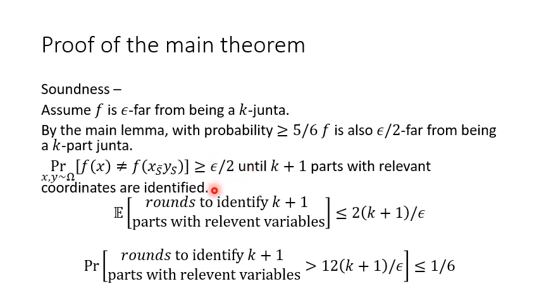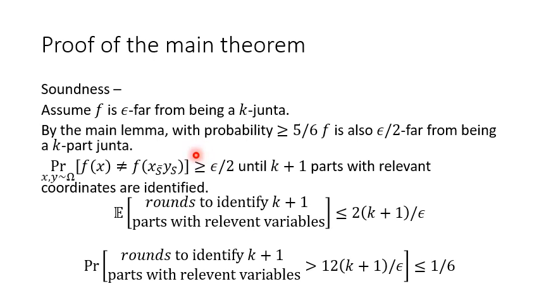But let's notice that while the algorithm runs, we will not remove k plus 1 parts from S, because we will remove k plus 1 parts from S only once we have identified k plus 1 parts with relevant coordinates. But in this case, we will reject the function. So every time we reach line 3.2 and check this event, this probability will be at least epsilon over 2 because we have not yet removed k plus 1 parts from S.